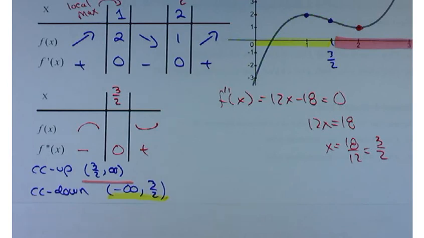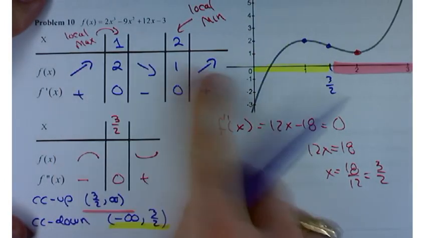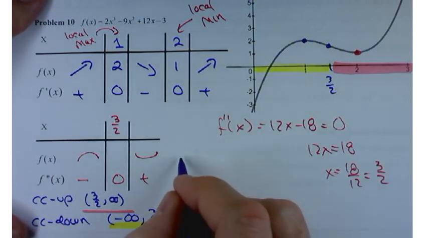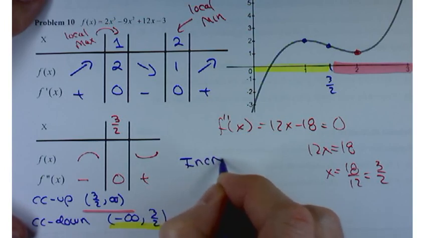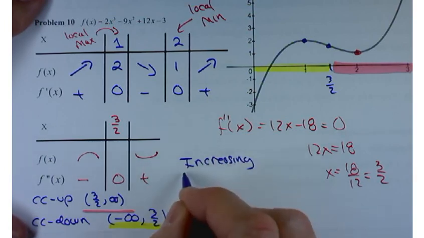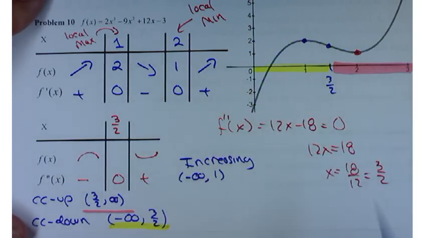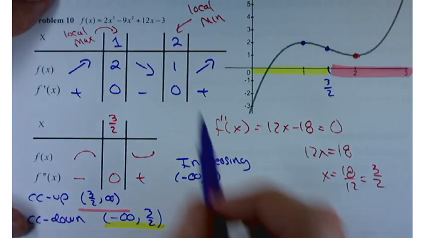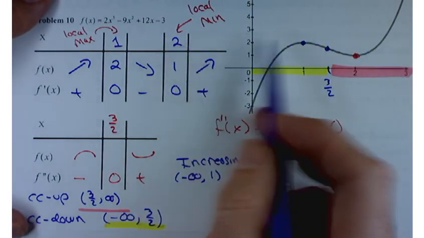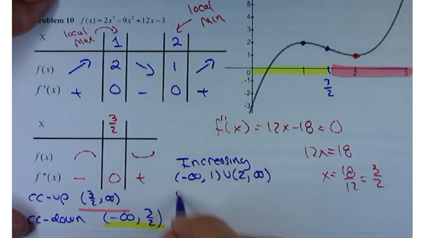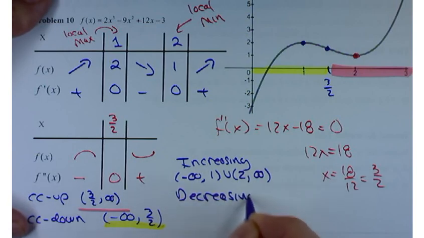Likewise, I can also ask you where a function's increasing and decreasing. Those are again going to be answers along the x-axis. So it's increasing until it gets to this local maximum at 1. So increasing from negative infinity to 1. Where else is it increasing? From 2 to infinity. Union 2 to infinity. And then decreasing, just from 1 to 2.